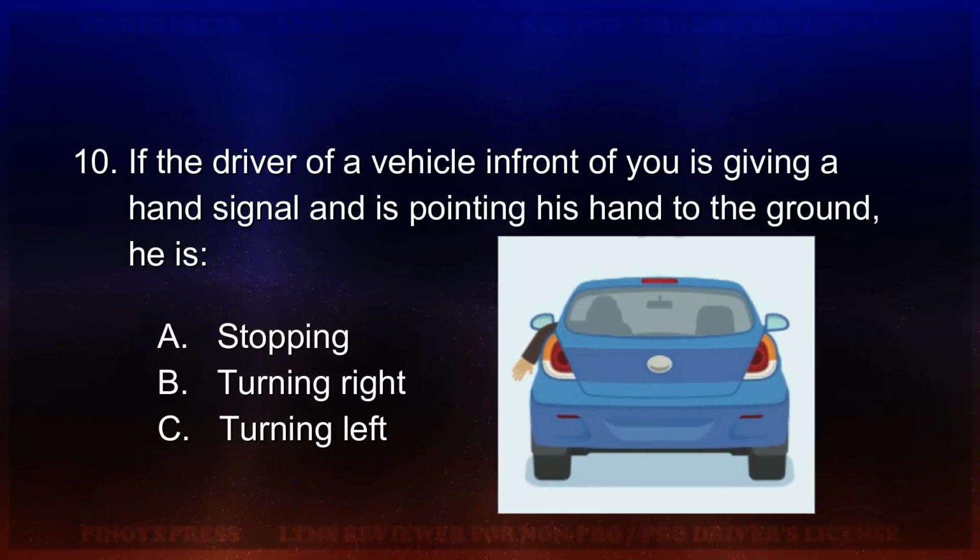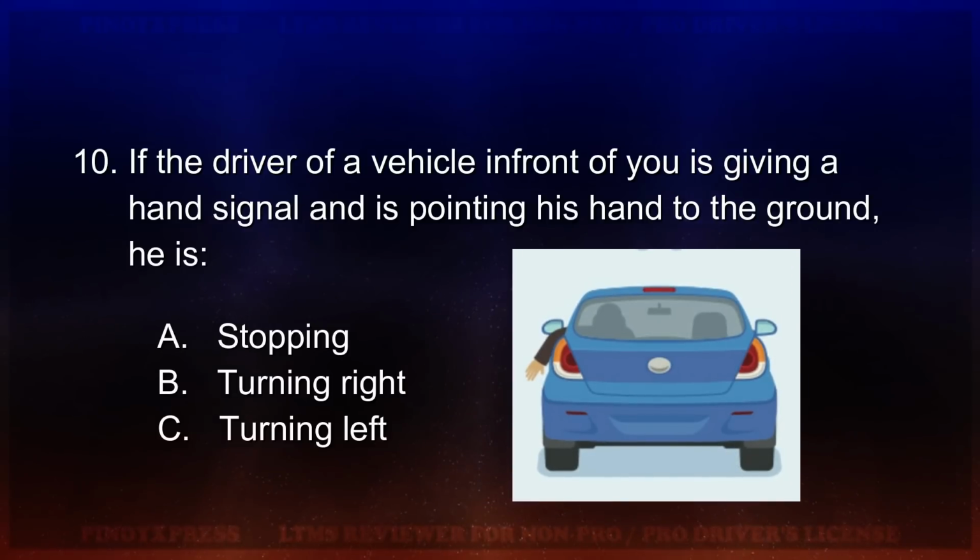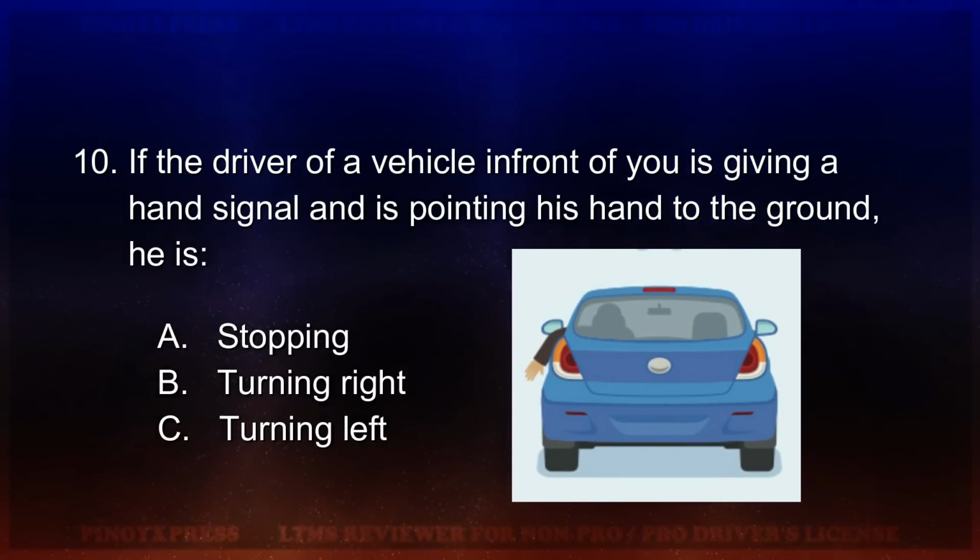If the driver of a vehicle in front of you is giving a hand signal and is pointing his hand to the ground, he is A. Stopping. B. Turning right. C. Turning left. The correct answer is letter A.